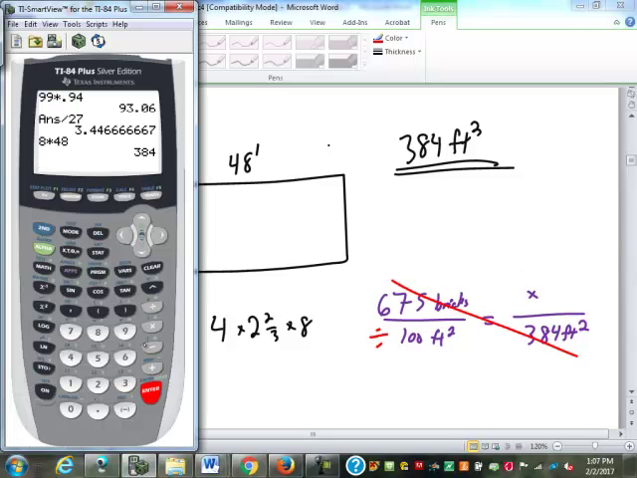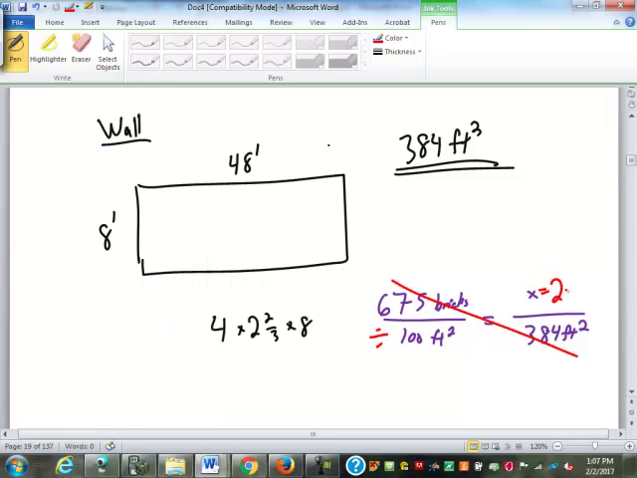So 384 times 675 divided by 100. I'm going to have 2,592. That is bricks. So it takes 2,592 brick to do this.